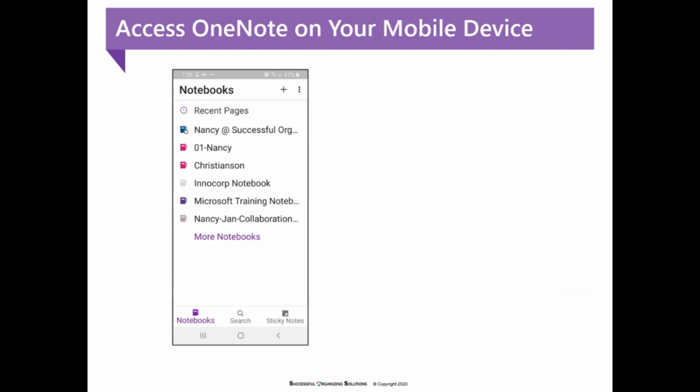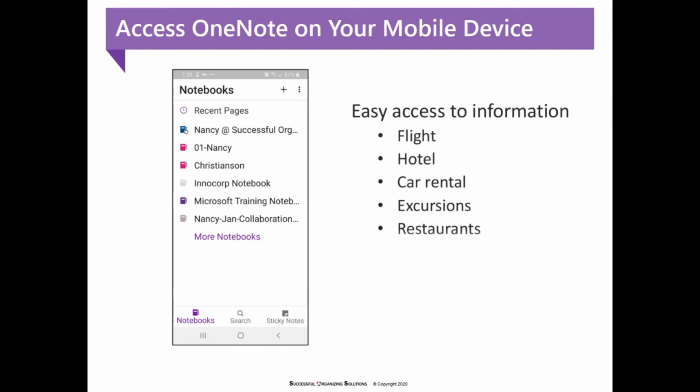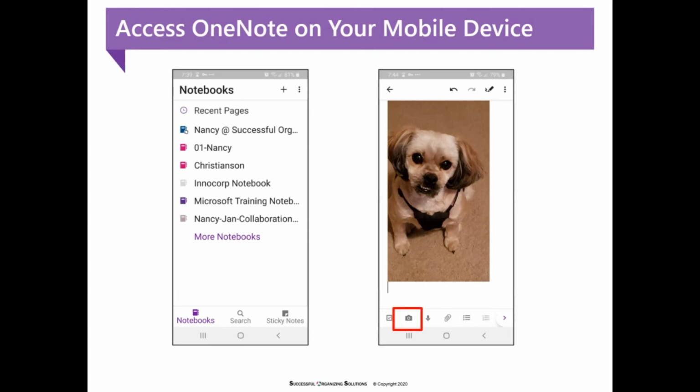Download the free app on your device. Just go to your store. I found that it's helpful when I travel. I put all of my travel information in my notebook, my flight, my hotel, my car rental, the excursions I want to go on, phone numbers, restaurants, and then I don't have to carry any paper copies. And you can also add information on the go.